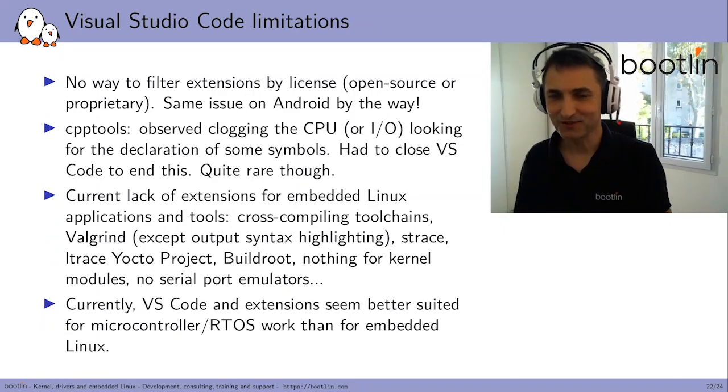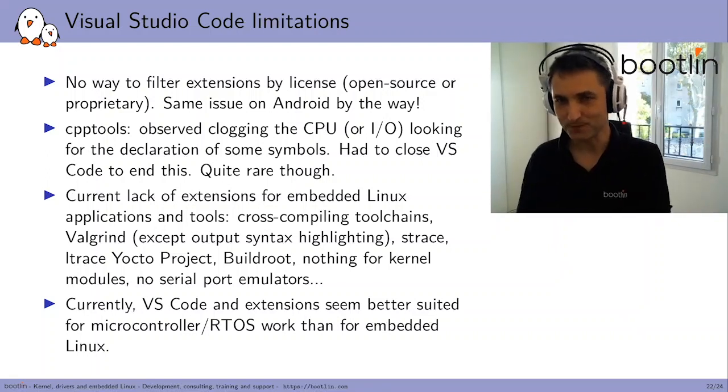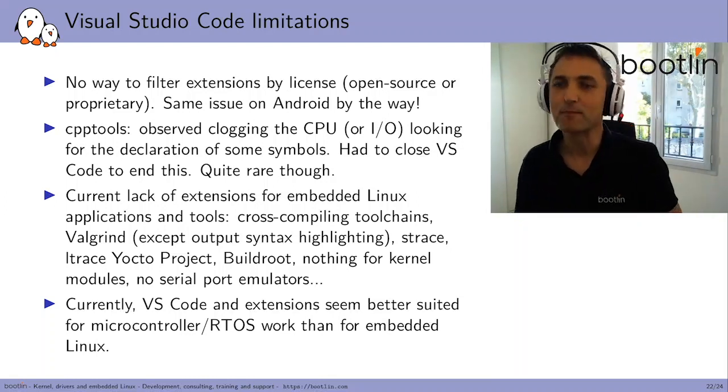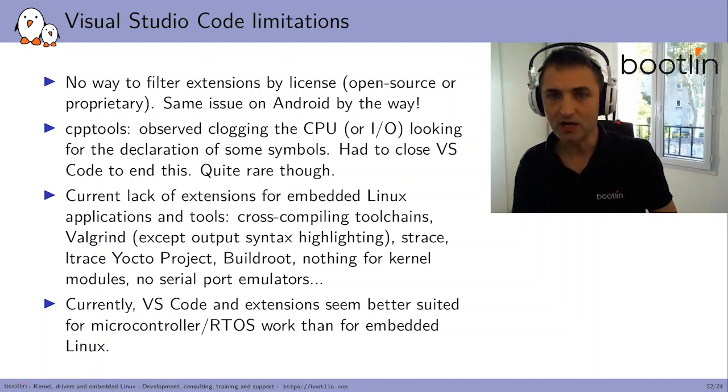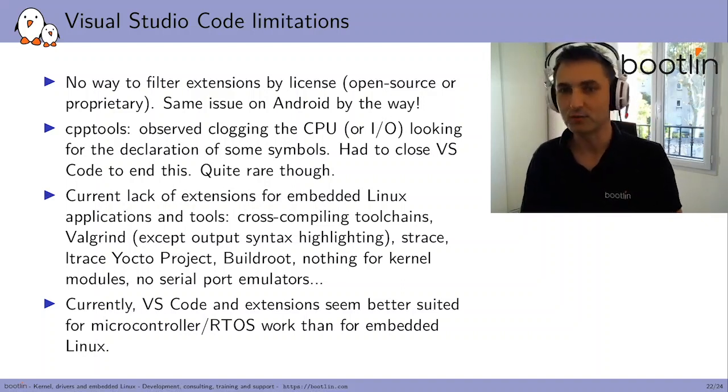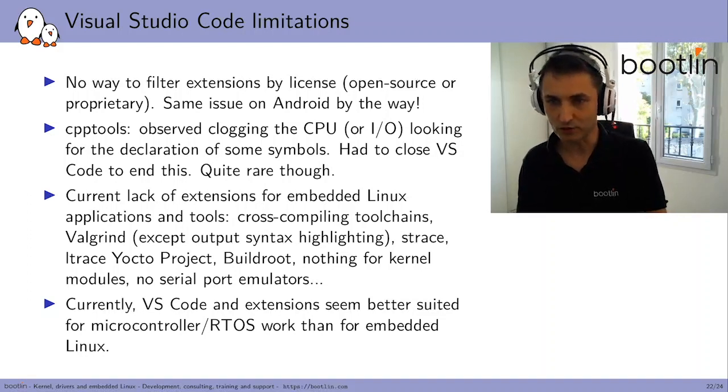Now I would like to share the limitations I found in Visual Studio Code during my research. The first one is that there's no way to filter extensions by license, whether they're open source or proprietary, and I have a clear preference for open source ones, so I'd like to have that option. I have the exact same issue on Android, by the way.